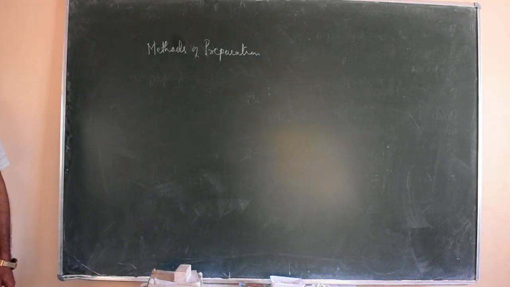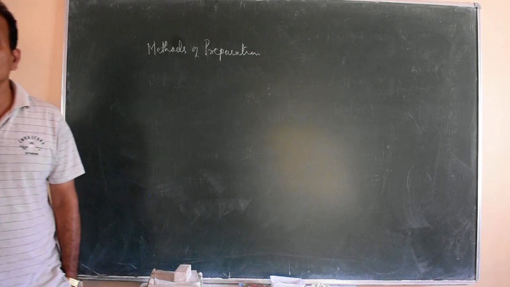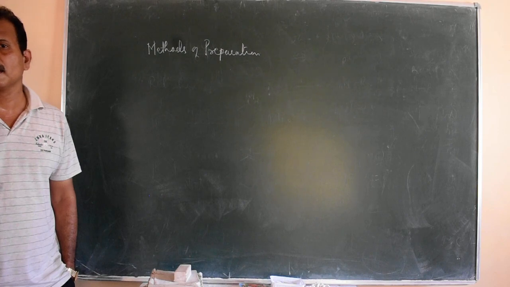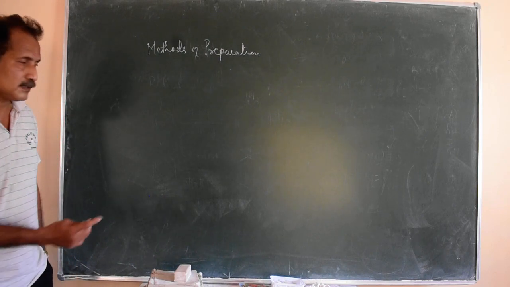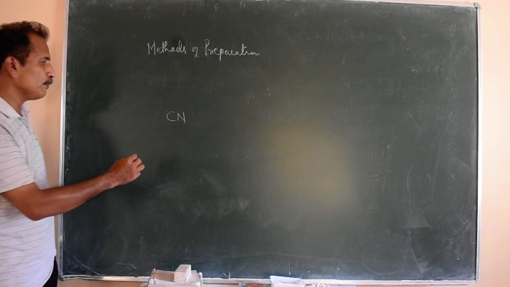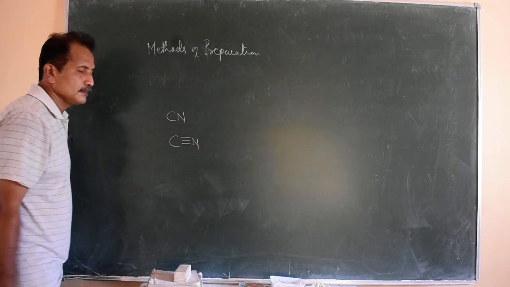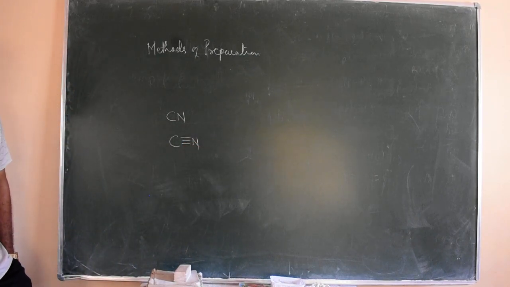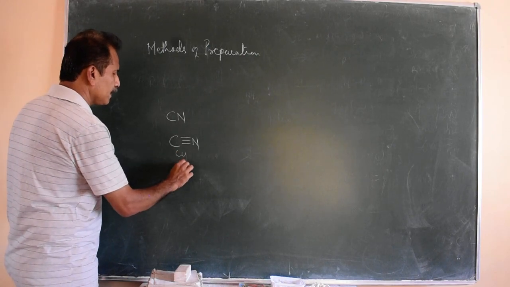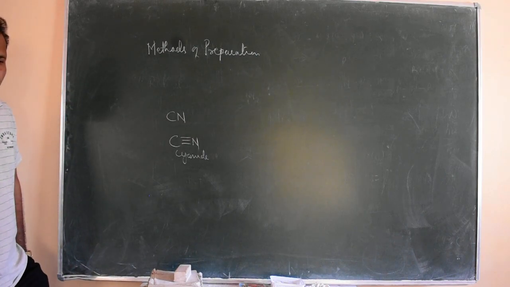What was the second? The second was reduction of nitriles. Nitriles are nothing but cyanides. Okay. What is the difference? It is CN. There is a triple bond between carbon and nitrogen, C triple bond N. So, in old nomenclature, these were called cyanides. You can also call them nitriles.